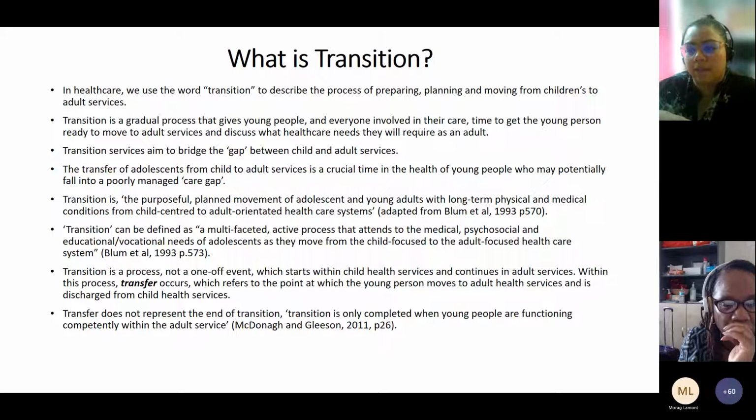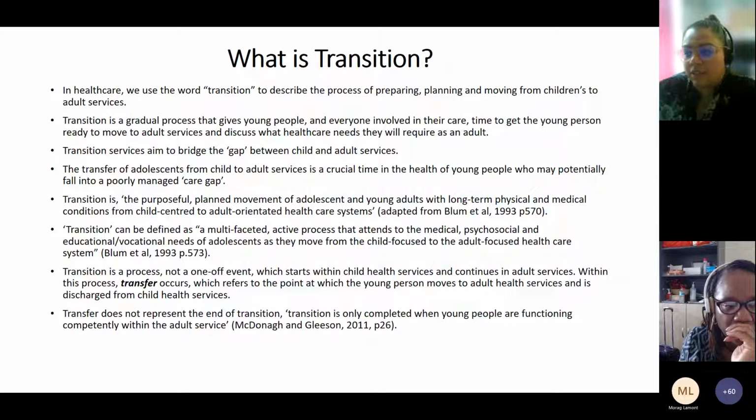Now, I've had some comments about how the word transition itself, in terms of gender, is starting to mean different things, but we're very much using it in the context of moving from pediatric to adult services here. So just to make that clear. Transition is a gradual process that gives young people and everyone involved time to get the young person ready, not just the young person, but the parent and the family as well, to move to adult services and discuss what healthcare needs they will require as an adult. Transition services aim to bridge the gap between children and adult services, which Carol will talk about in more detail.